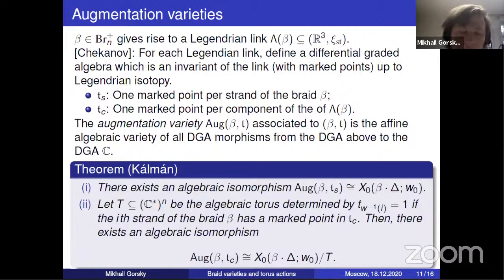So T now can be TS, TC, or something else. For any reasonable choice of marked points, we can associate this variety. And this is actually a result of Kálmán: for TS, the choice of one marked point per strand of the braid, we get an algebra isomorphism to one of our braid varieties, namely beta delta for the original braid beta. So this is the primary explanation, I would say, for us to consider beta delta and not just beta all the time, and more precisely X0 of beta delta and the permutation, which is the longest permutation.